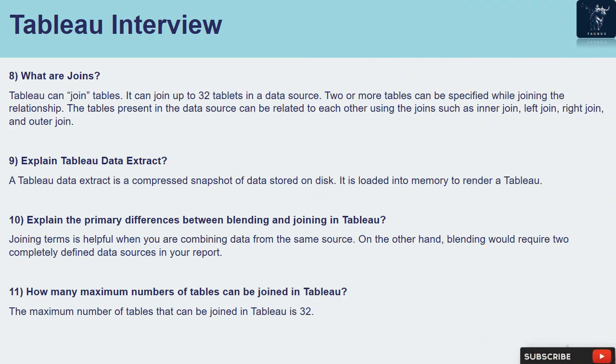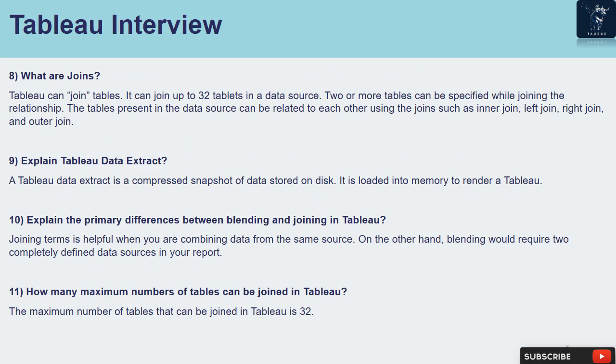8. What are joins? Tableau can join tables. It can join up to 32 tables in a data source. Two or more tables can be specified while joining the relationship. The tables present in the data source can be related to each other using joins such as inner join, left join, right join, and outer join.